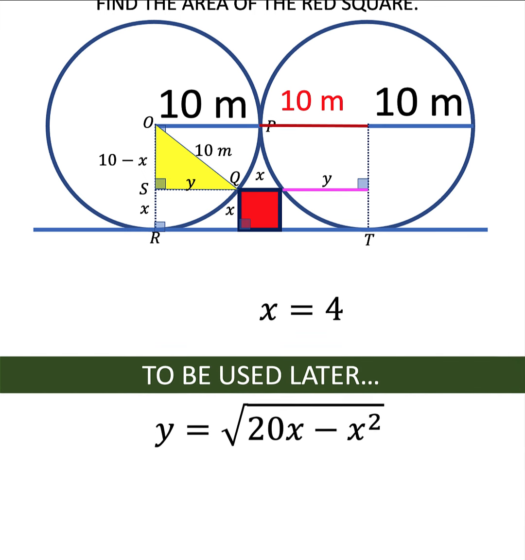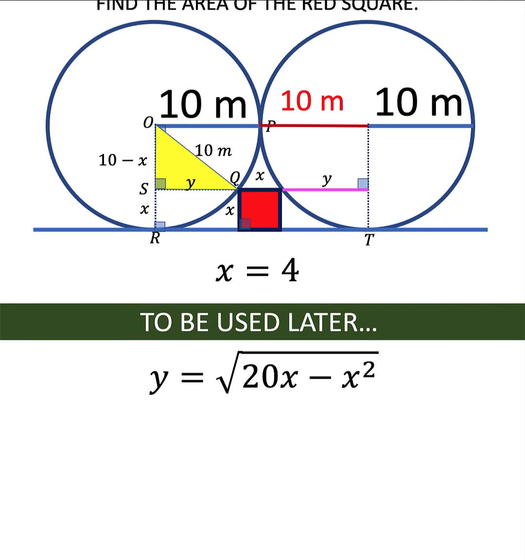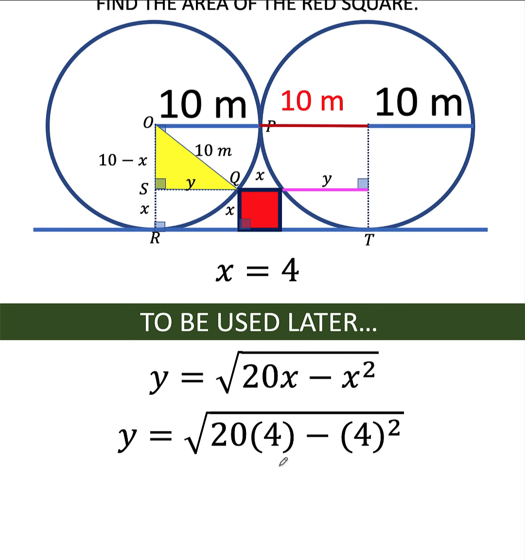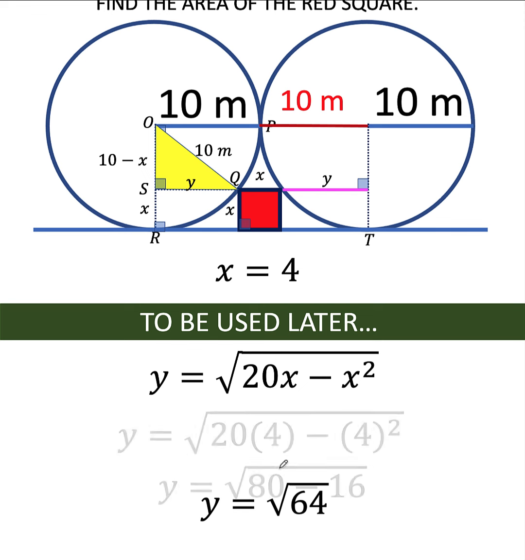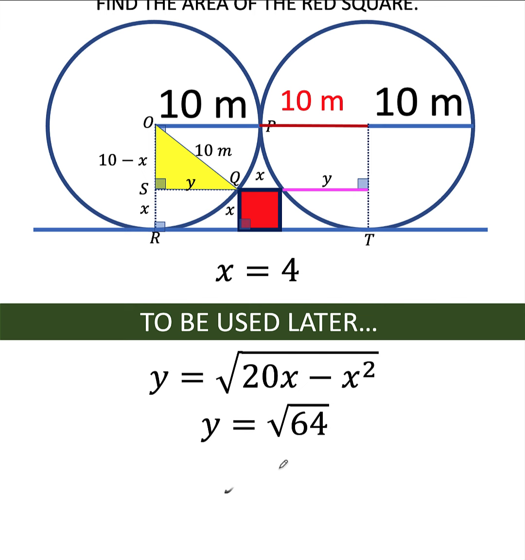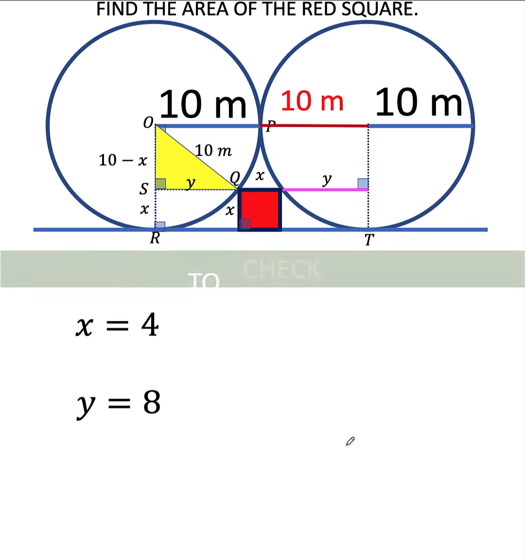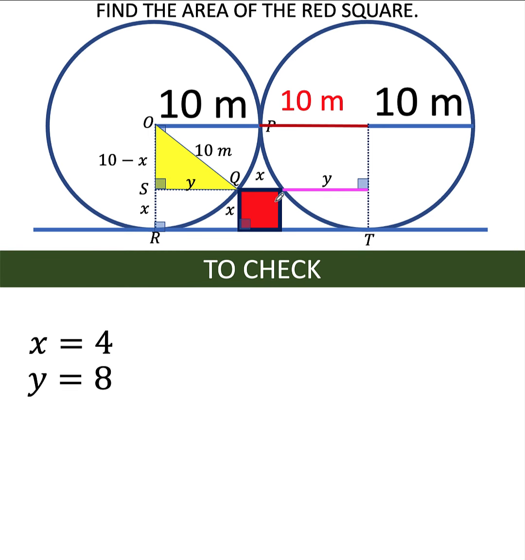So when x is equal to 4, substituting now that value for x in the equation that we set aside, we now have y is equal to the square root of 20 times 4 minus the square of 4, which is equal to the square root of 64, or y is equal to positive 8. So we now have the values for x and y. And we can now find the area of this red square by just squaring this x.